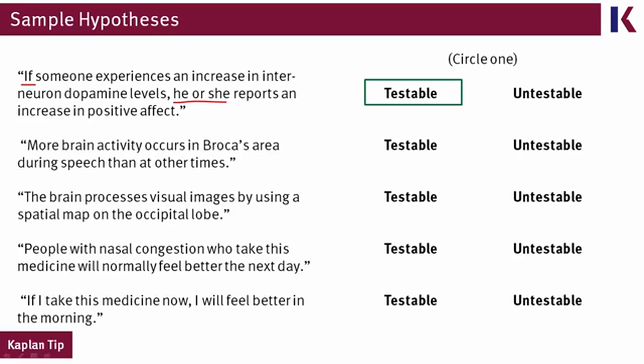You can compare two groups, the people who experience the if and the people who don't, and then see if they experience the then. That's the very definition of a testable hypothesis. Let's move on to the next one. You take the lead this time, the one about Broca's area.